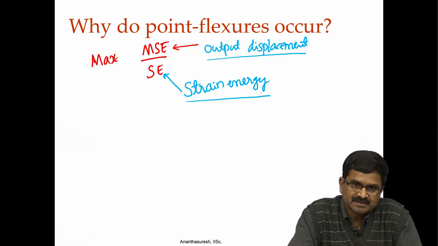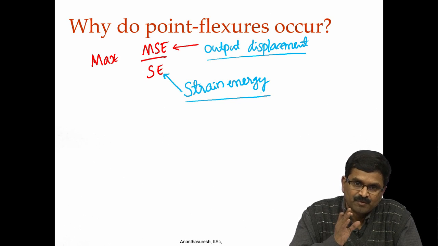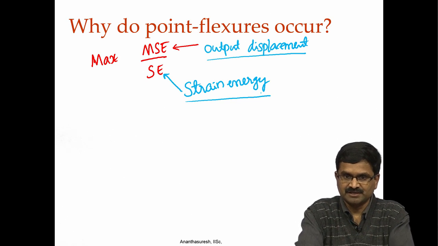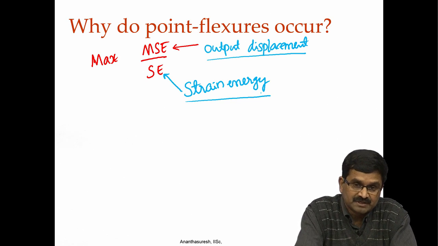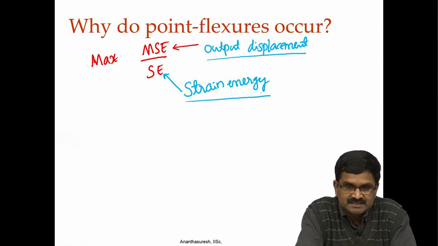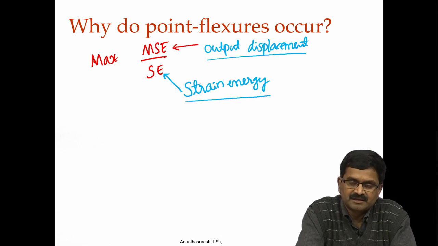So, when you want to maximize, you can actually make it infinity, even when output displacement is finite based on the mobility of a rigid body linkage that we have taken. The denominator is close to 0, it actually can go to infinity, the objective function MSE over SE. So, that is exactly what the optimization algorithms developed for compliant mechanisms, topological algorithms, are able to achieve.